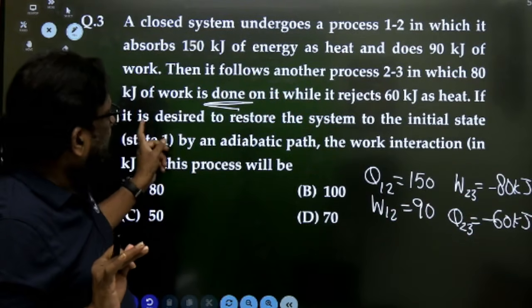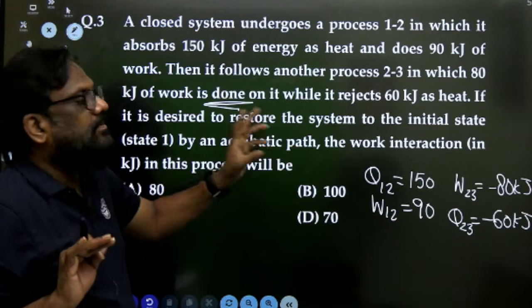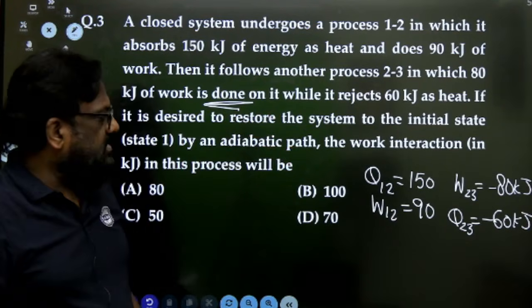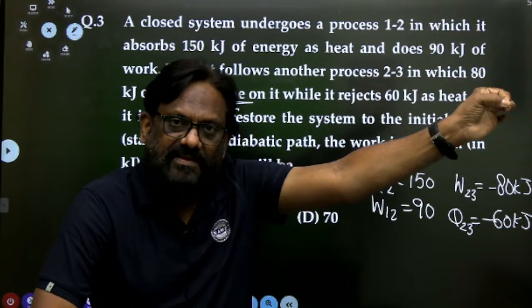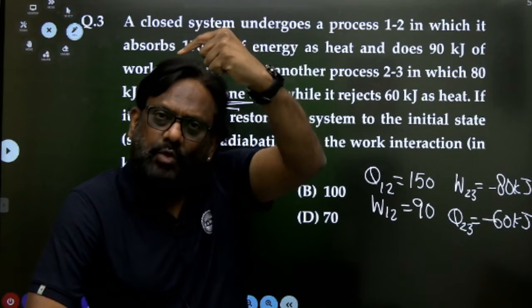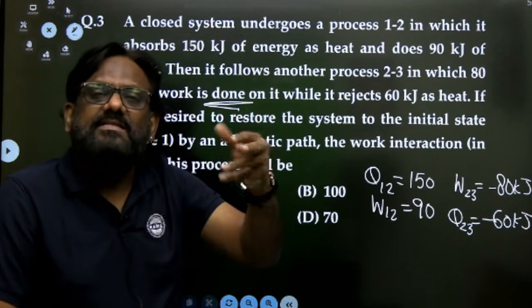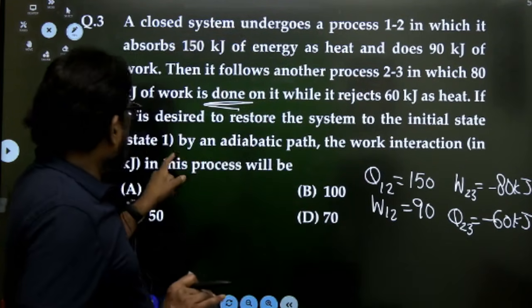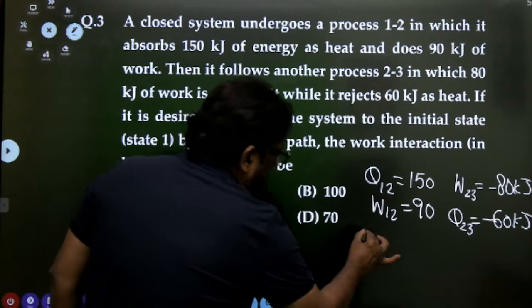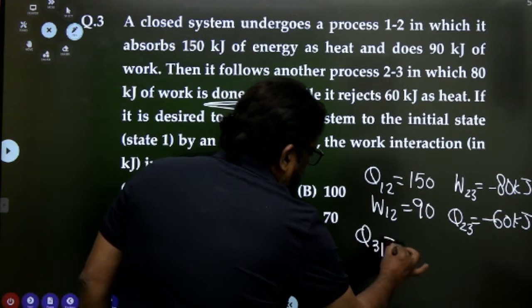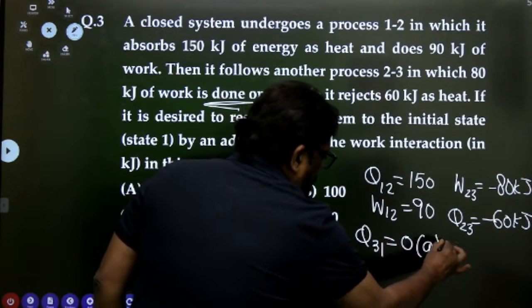Excellent. Now, it is designed to restore the system to the initial state. What do you mean by initial state? 1 to 2 is one process, 2 to 3 is another process. Now the system is at state 3, so we have to bring it back to the original state, which means 3-1. By an adiabatic path. It means 3 to 1 is an adiabatic path. So what is the heat transfer in 3 to 1? It is adiabatic, so therefore it is 0.